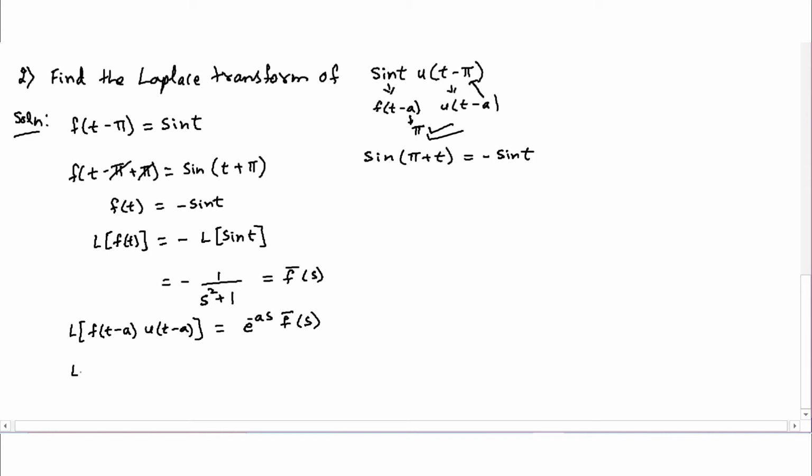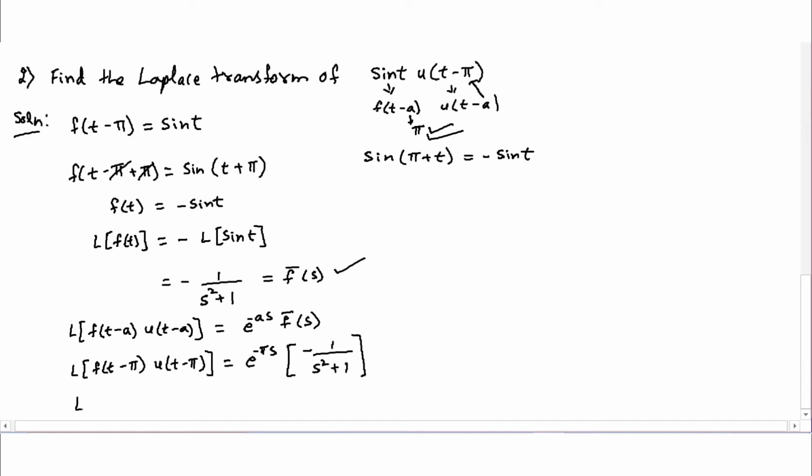As we know that this value of a is pi, therefore I'll replace the value of a as pi. So Laplace transform of f of t minus pi into u of t minus pi is equal to e power of minus pi times s. F bar of s value has been obtained over here. I can write that as minus 1 by s square plus 1.